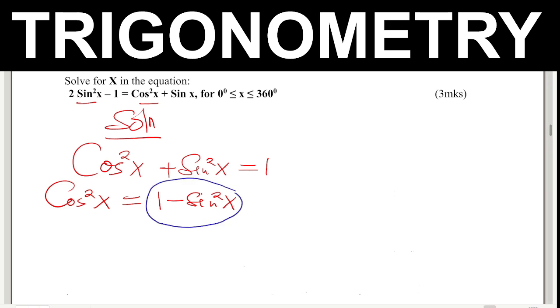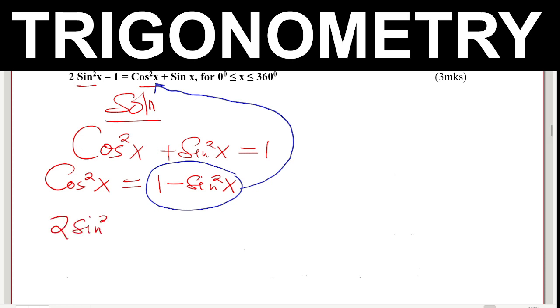So now in place of cos squared x, we are going to substitute 1 subtract sine squared x. Now we can write the equation, and you'll notice that everything will be uniform. We have 2 sine squared of x subtract 1 is equal to cos squared of x plus sine x. Cos squared of x is the same as 1 subtract sine squared of x, then plus sine of x. Now you can see everything is uniform, so it is easier to proceed.